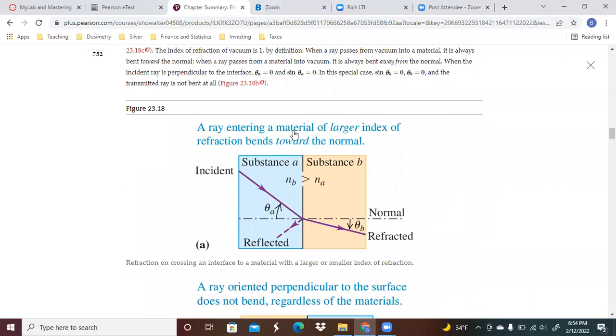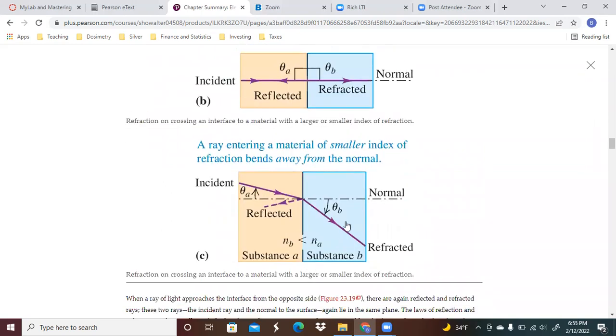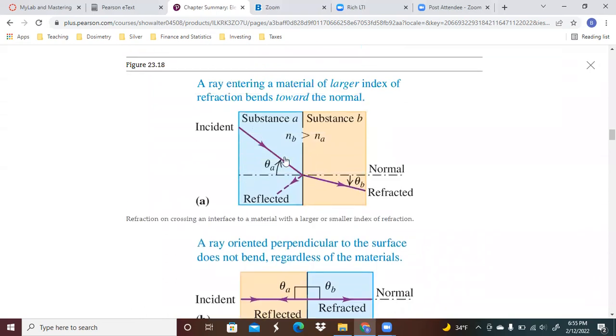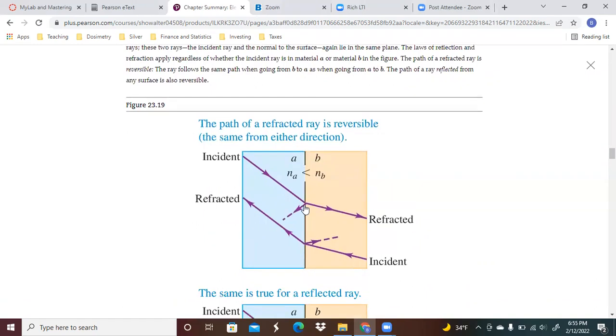So a ray entering a material of larger index of refraction bends towards the normal. A ray oriented perpendicular to the surface does not bend regardless of the materials. In other words, as it goes in, it might be reflected back, or if it's refracted, it just goes straight on. If it enters a material of smaller index, then this angle is going to be greater than this particular angle. So these are some pictures that you might want to take with you as you're working this particular section.